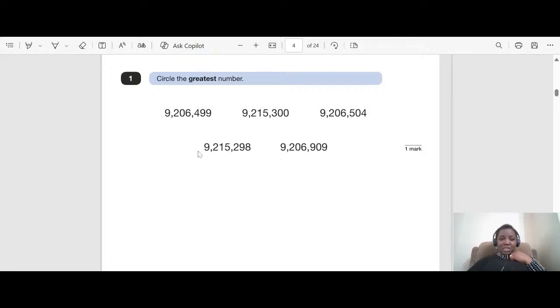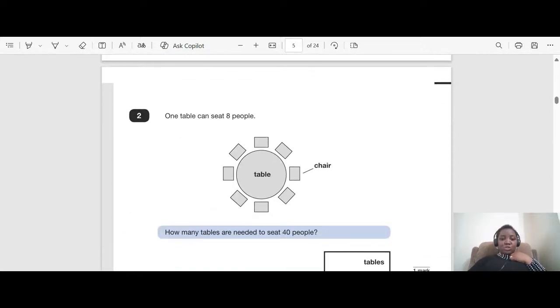Of course, they're all 9 millions. Then for the 100,000, we have 206 here, 206, 206, 215, 215. So we can use the elimination method to take off the 206. So we are left with 215,298 and 215,300. Looking at it, 300 is greater than 298. So my answer is 9,215,300. Now let's go on to question number 2.